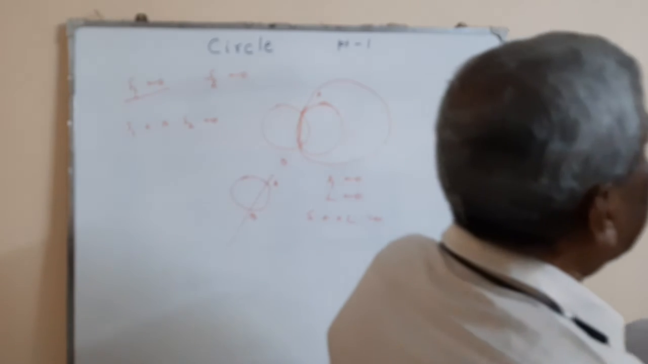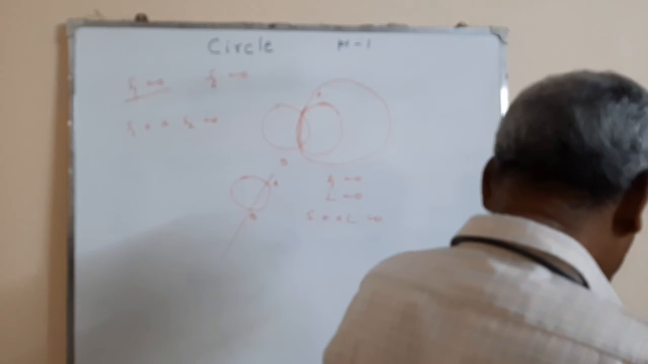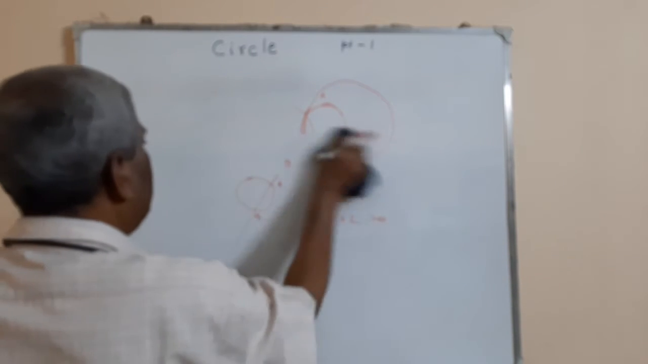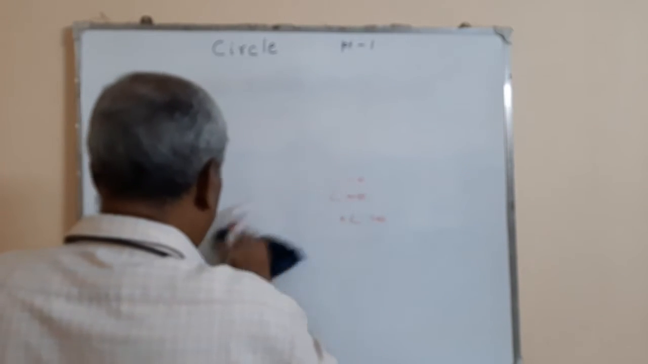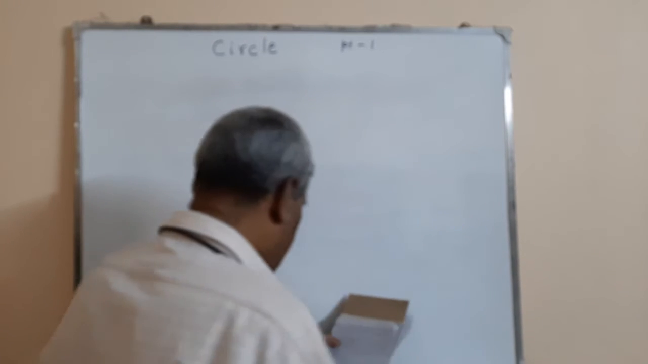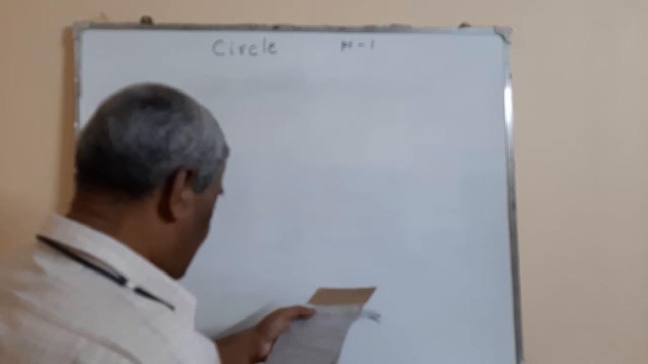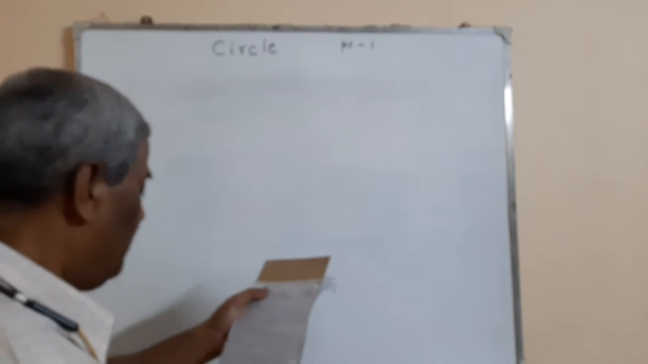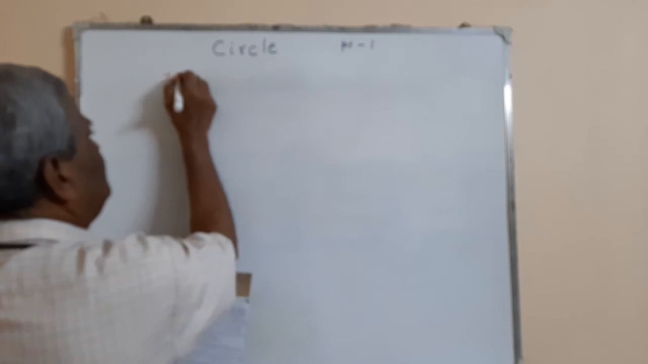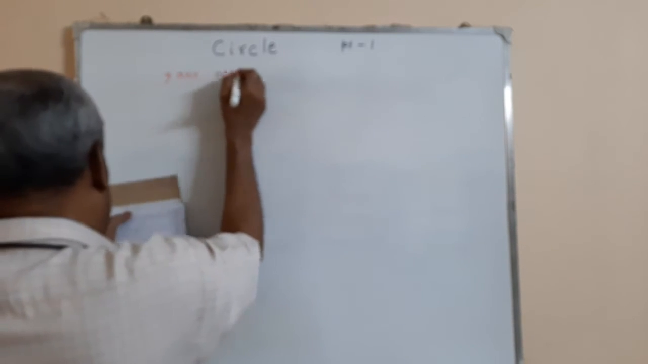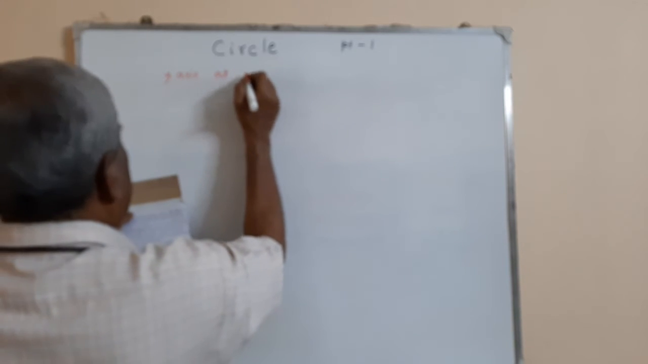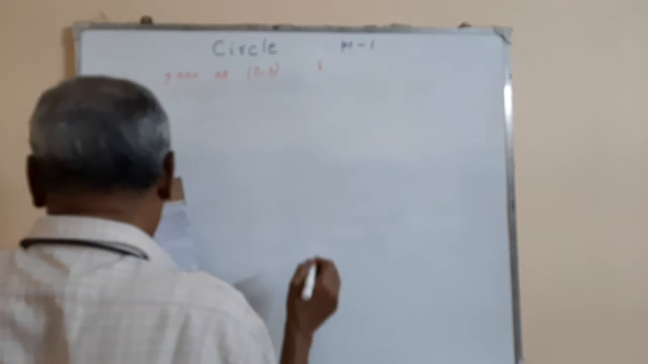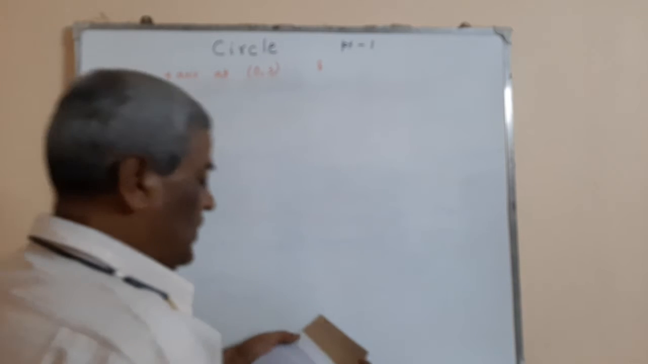Now we take a few problems. First problem: a circle touches the y-axis at 0, 3 and makes an intercept of 8 units from the x-axis. Find its equation.